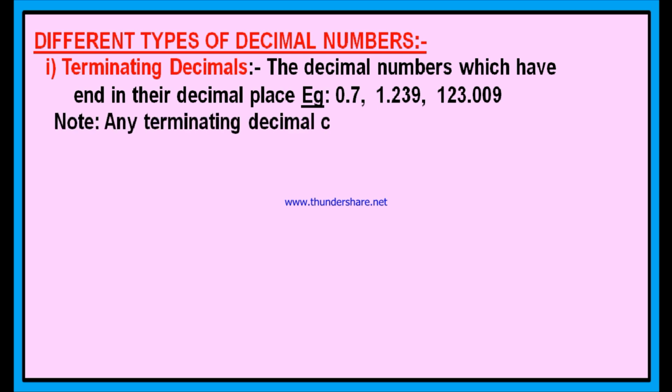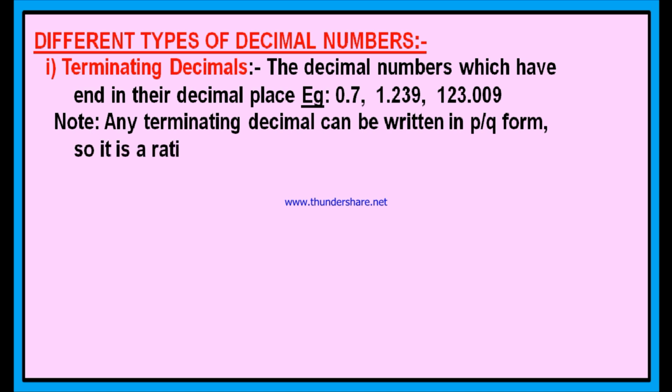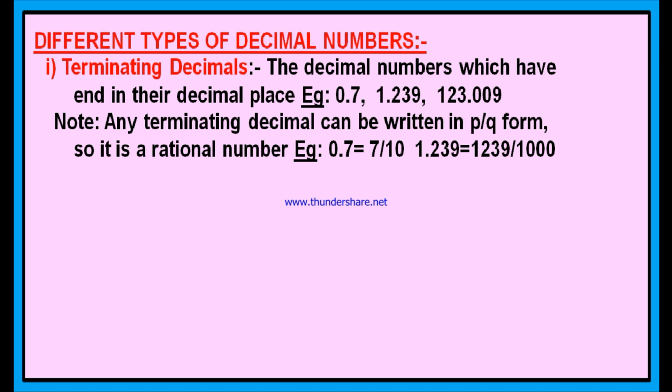And we know that any terminating decimal can be written in the form of p by q, in a fraction form. So it is called a rational number. Dear students, if any number can be written in the form of p by q, where p and q are integers and q not equal to 0, then such numbers are called rational numbers. Now you see, 0.7 can be written in the fraction form as 7 by 10. 7 by 10 is in the form of p by q. Therefore, is it a rational number? Good, it is a rational number.